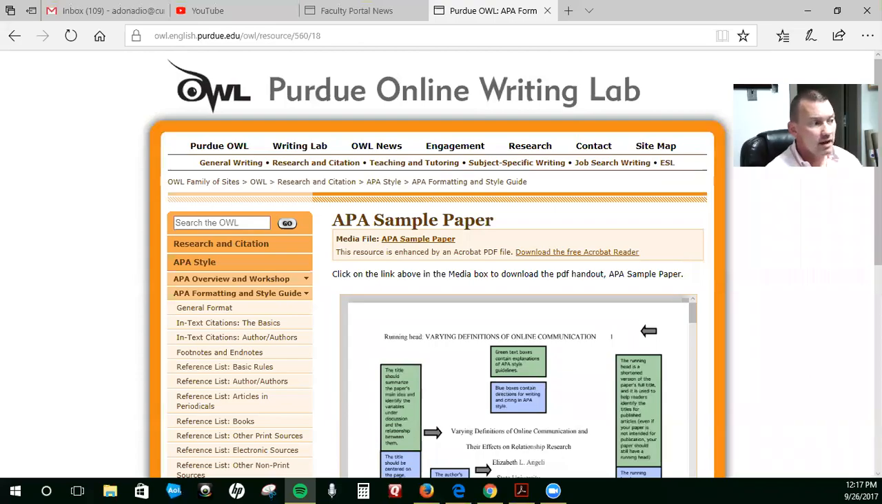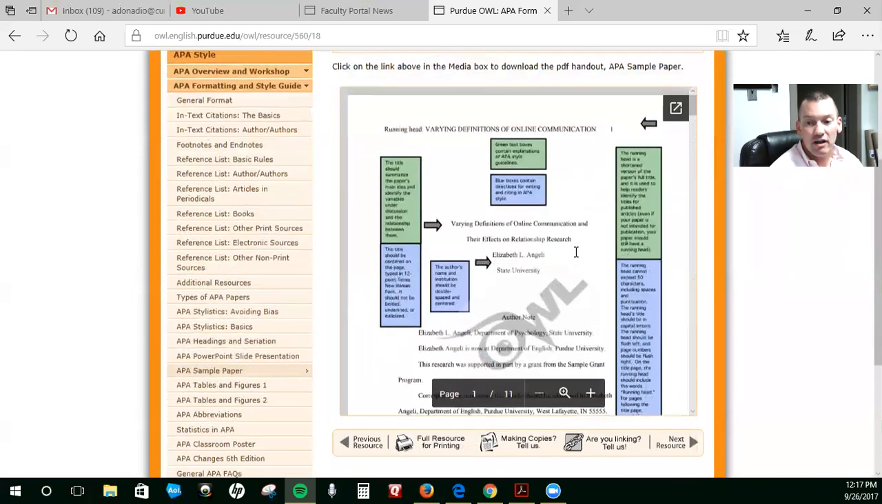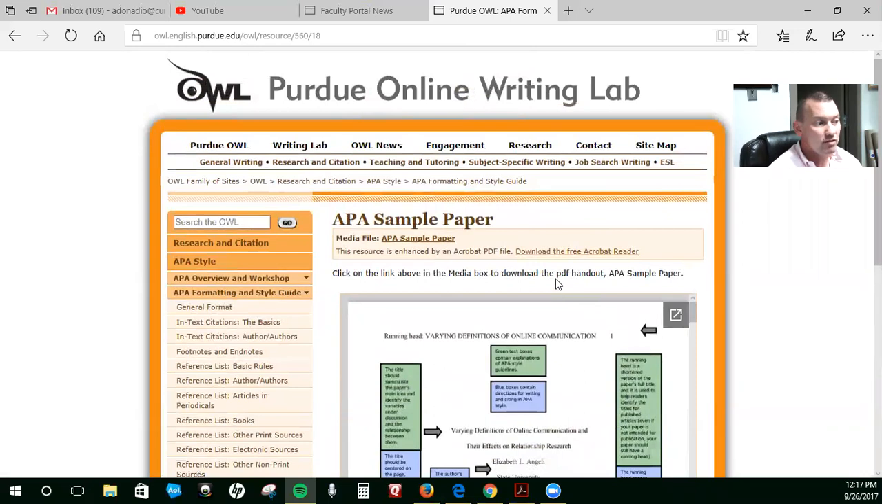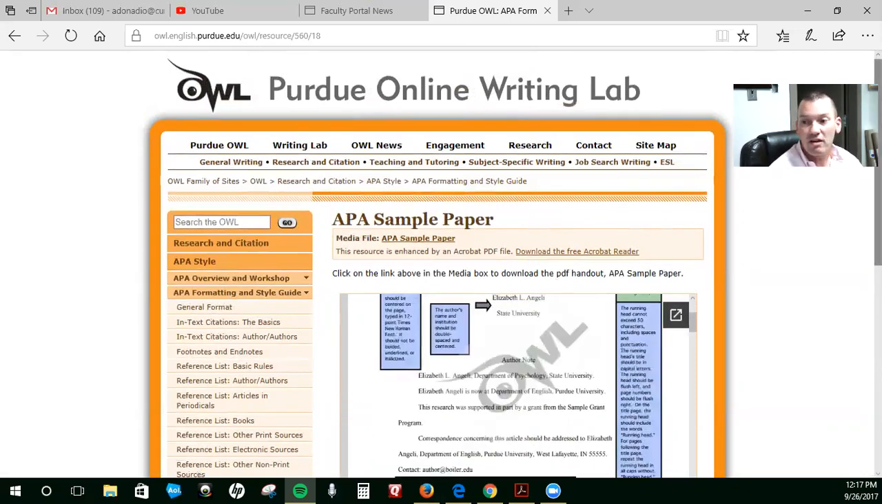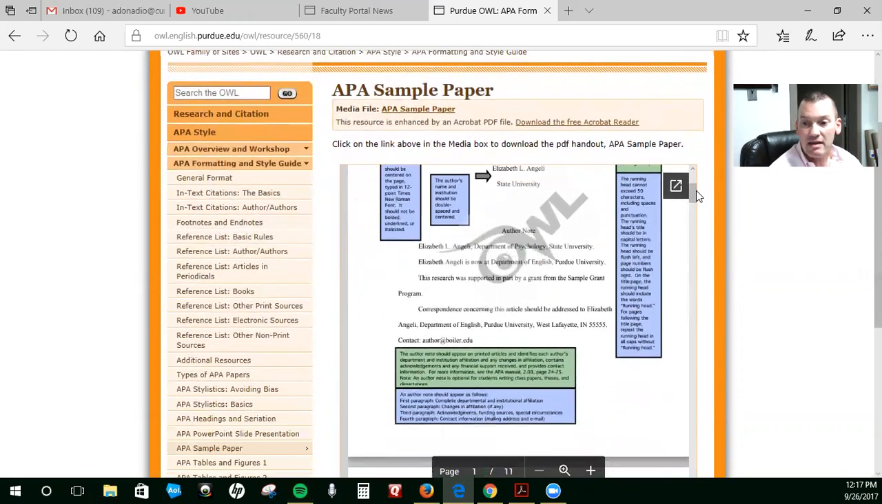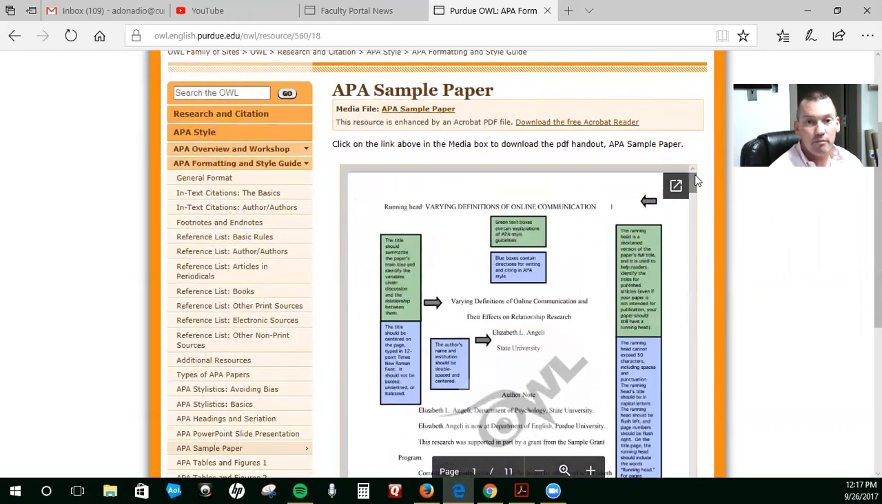All right, students, I am here at the Purdue Online Writing Lab page. This is where you're going to get some basic information about doing APA if you decide not to purchase the APA program, which you don't have to do. You can do it from here as well.